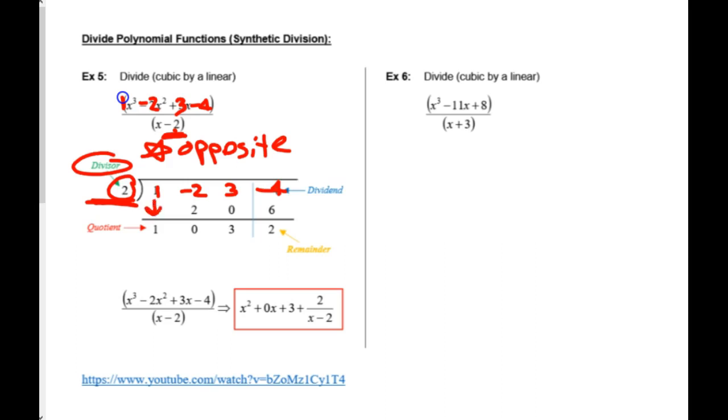Check it out. When you bring down 1, 1 times 2 is 2. And then you just add these together. -2 plus 2 is 0. 0 times 2 is 0. Add these up, and you get 3. 3 times 2 is 6. Add these up, and you get 2. Okay? Now, that's already written there, so let's do this together off to the side here. Go ahead and write yourself a long division sign.